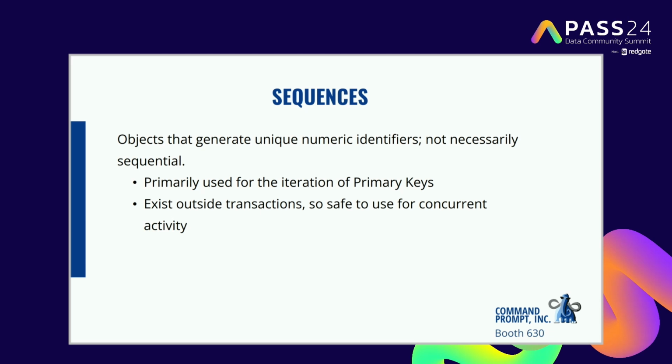So sequences are the objects that generate unique numeric identifiers, and these are primarily used for primary keys. It is important to note that these are not necessarily sequential, right? It does like to go 1, 2, 3, but there can be gaps in the sequences. This can happen a lot, like if you're migrating data using logical replication, you're going to want to jump the sequences because weird things can happen if you don't. It's also important to know that these exist outside of transactions.